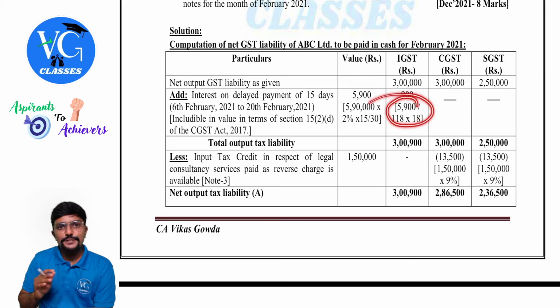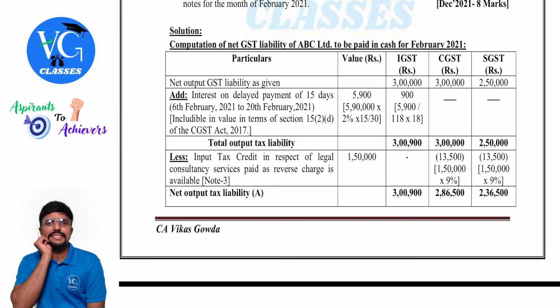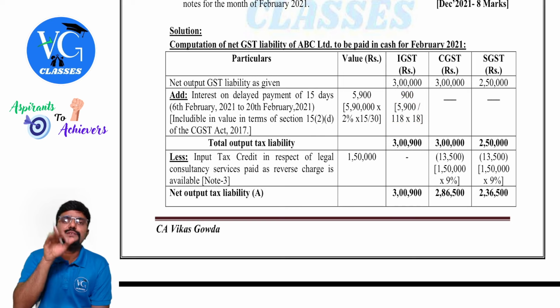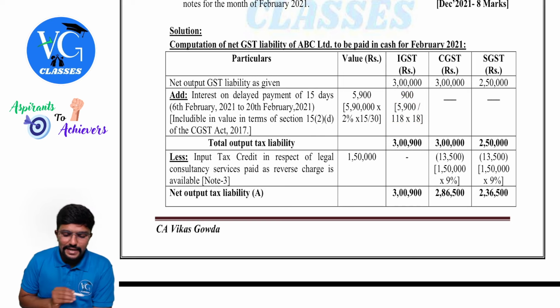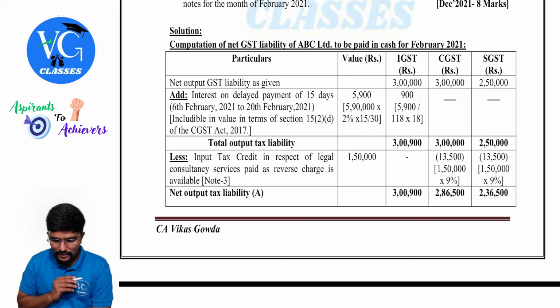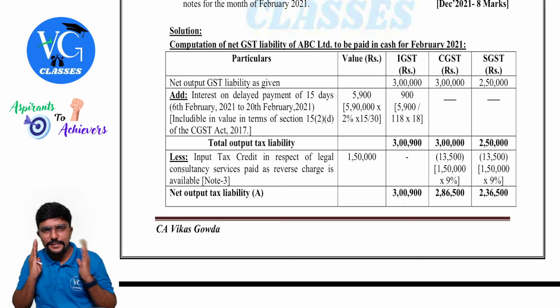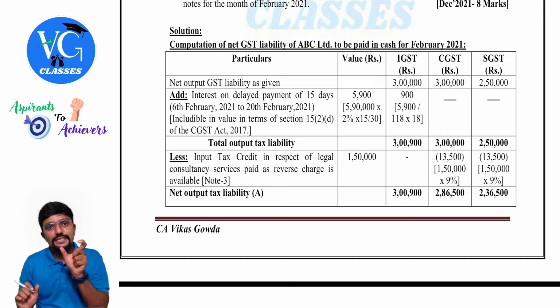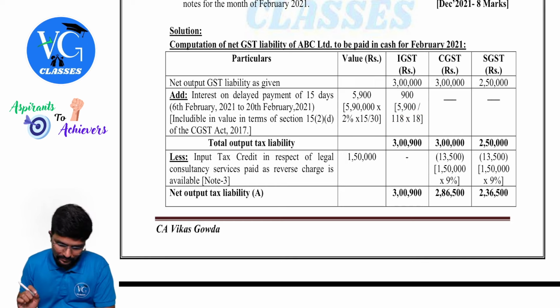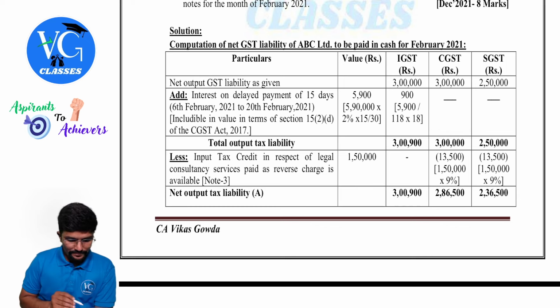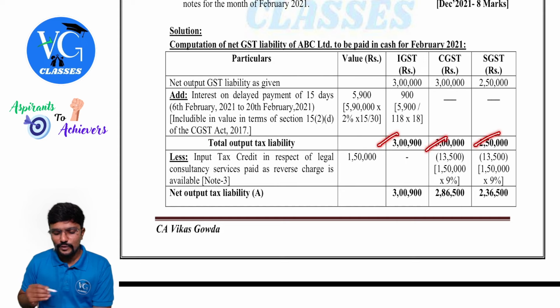So 5,900 is assumed to be inclusive of GST. As it is interest, it is assumed to be inclusive of GST. So if I calculate the amount of GST, it comes to 5,900 divided by 118, that is 100 plus 18% GST, into 18. We have calculated the GST component. Next, total output tax liability: 3 lakh 900 IGST, 3 lakh CGST, 2 lakh 50 SGST.